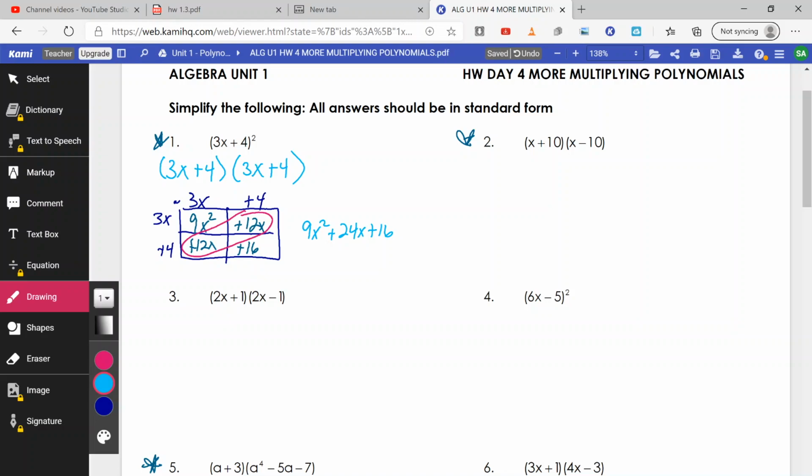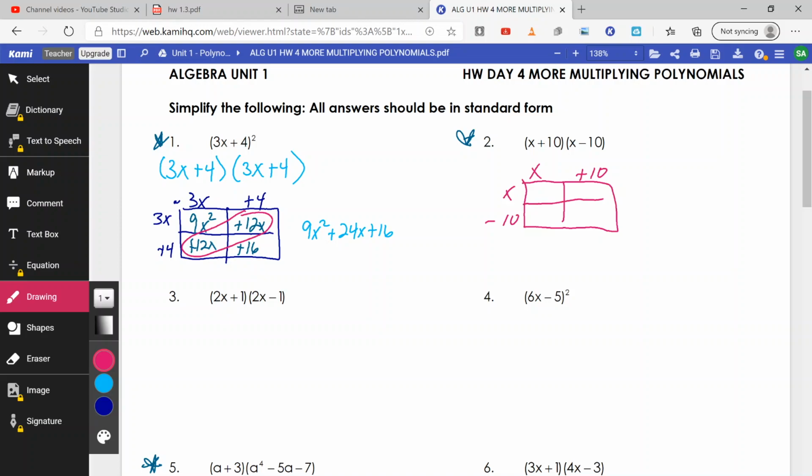Number 2 is that conjugate situation, meaning I have the same items in the same order, but the sign in the middle is different. And again, that means the middle term is going to end up canceling out, meaning we're going to have an x squared and a solid number. So again, box method, it remains the same. I set up the box. I have x and a positive 10. I have an x and a minus 10.